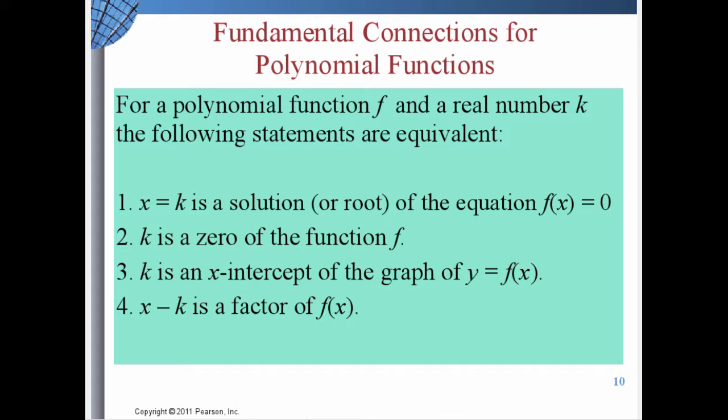So here are some fundamental connections for polynomial functions. For a polynomial function f and a real number k, the following statements are equivalent. Number 1, x equals k is a solution or root of the equation f of x equals 0. Number 2, k is a zero of the function f. Number 3, k is an x-intercept of the graph of y equals f of x. And 4, x minus k is a factor of f of x. Again, those are all equivalent statements.